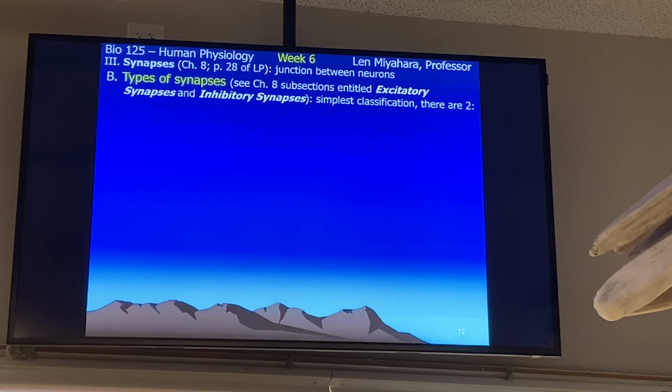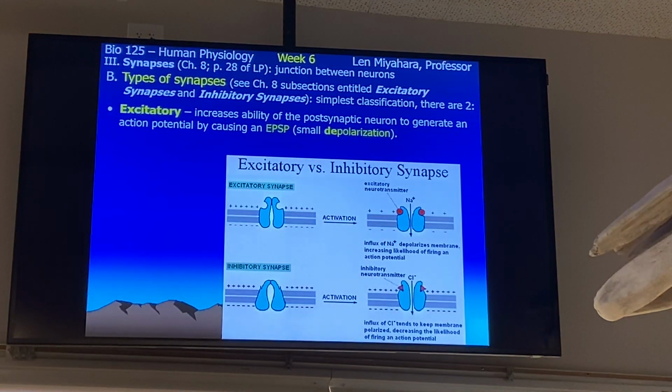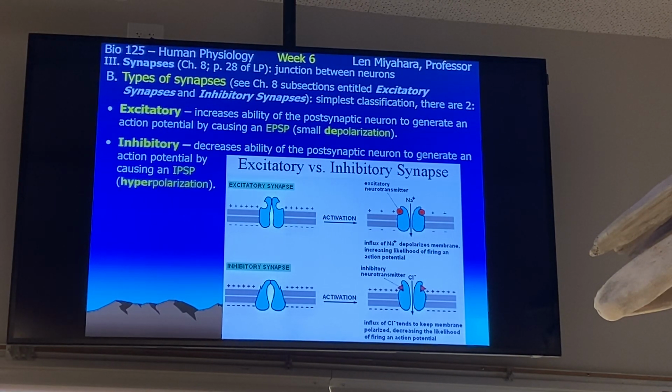All right, now we've already actually covered this. We're just stating it in different ways for different perspectives. This synapse could either be excitatory, resulting in a depolarizing EPSP, or inhibitory, with a hyperpolarizing IPSP.